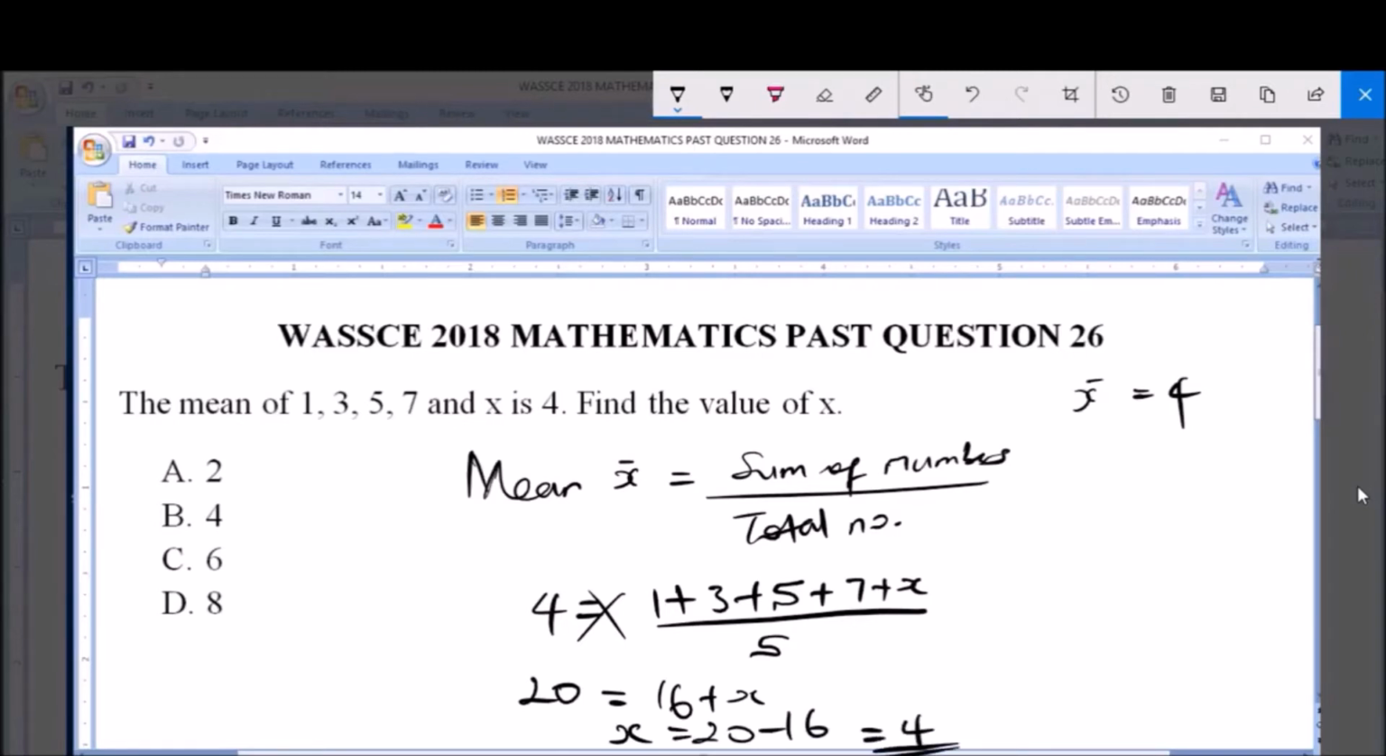So the value of x is 4, and that is option B. So this is the answer, or the value of x.